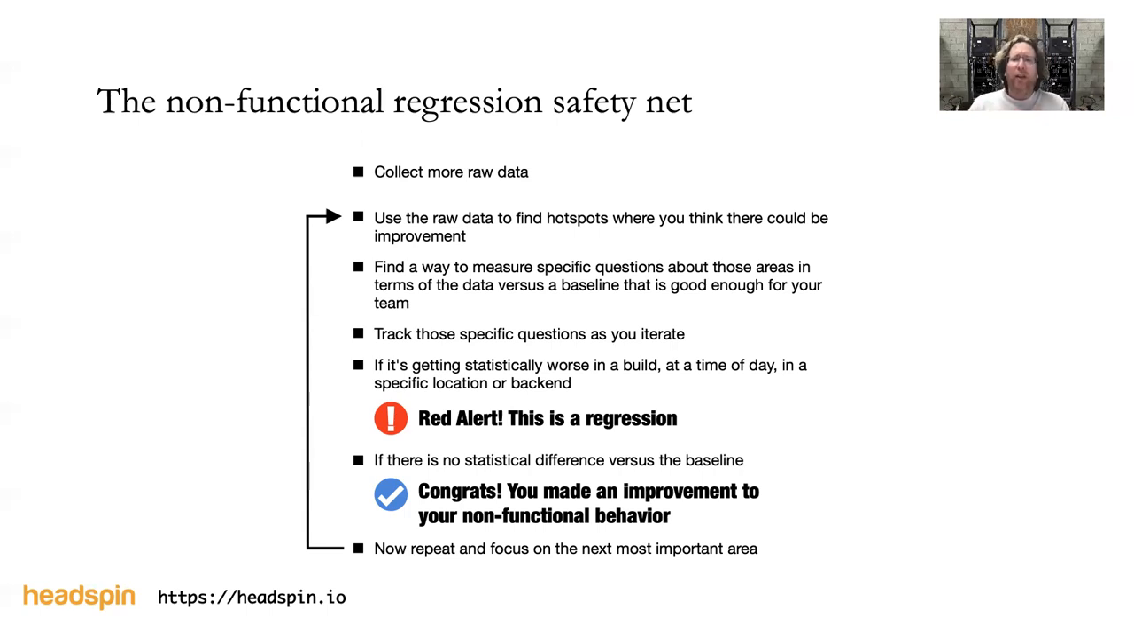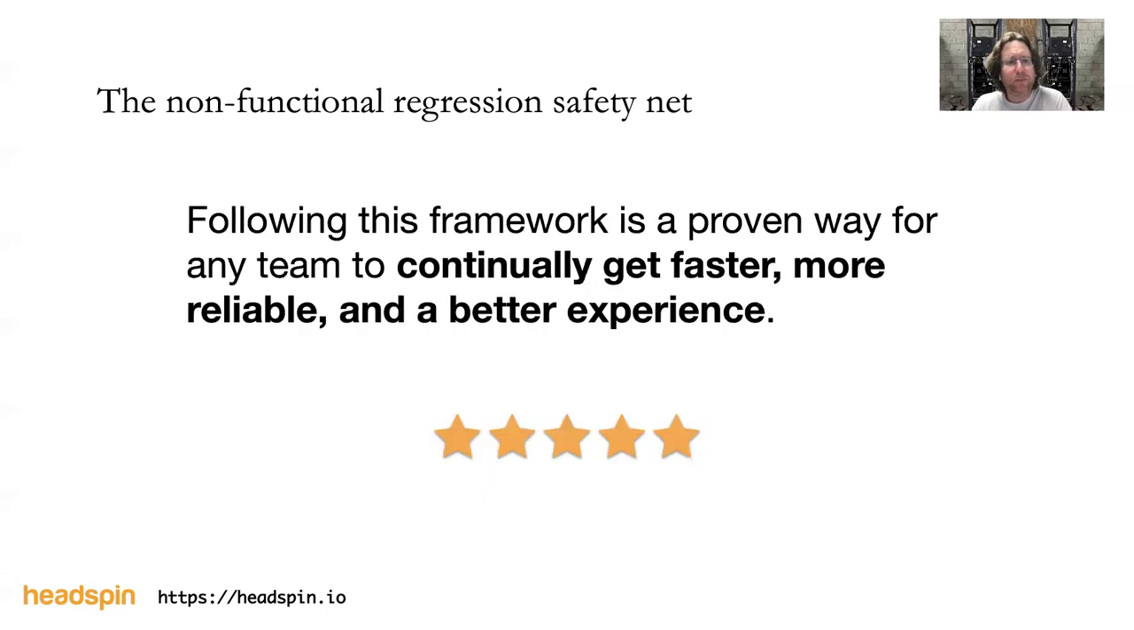If there's no statistical difference versus the baseline, then congratulations, you've made an improvement to your non-functional behavior. And this is moving you continuously towards a better, more usable app, a more performant app, an app that's getting higher ratings. And so once you've achieved that baseline, you can actually pivot and ask more questions. So you have this in your pocket, it's being measured every build, and you can actually start asking more questions. So this safety net repeats from the top once you've achieved an improvement in your non-functional behavior, and you can start looking at the next areas that are most important to your game or application.